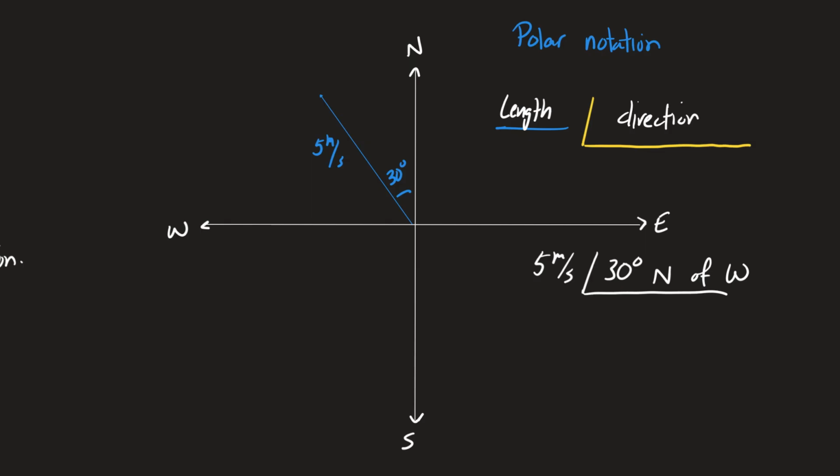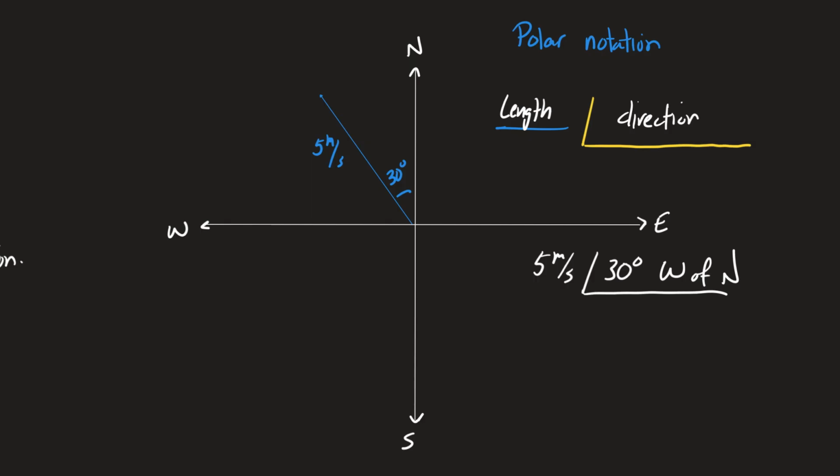So if we look at what this says, saying north of west means the 30 degrees starts on the west side and then turns towards the north. So we got it backwards there. This should be west of north. Okay, west of north. Because we start facing north and turn towards the west 30 degrees.